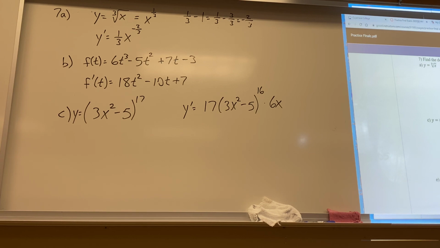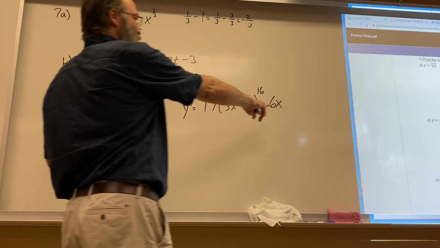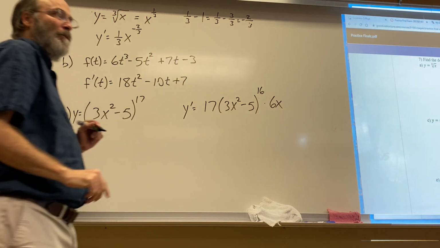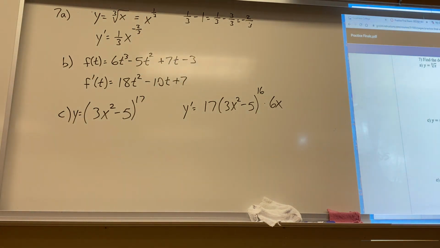If you want to multiply 17 times 6 and move the x to the front, which is how we normally would write it, we would usually take that x that's outside the parentheses and put it in front, and take the 6 and the 17 and multiply those together, but you don't have to do that. Okay.